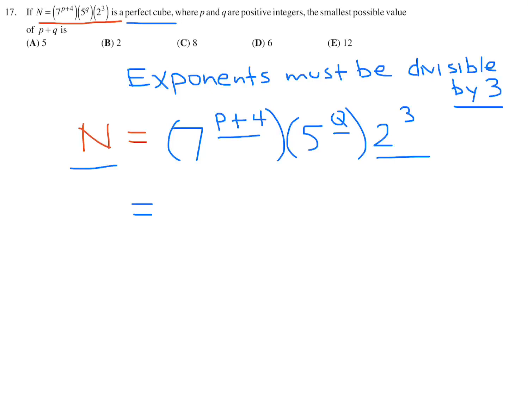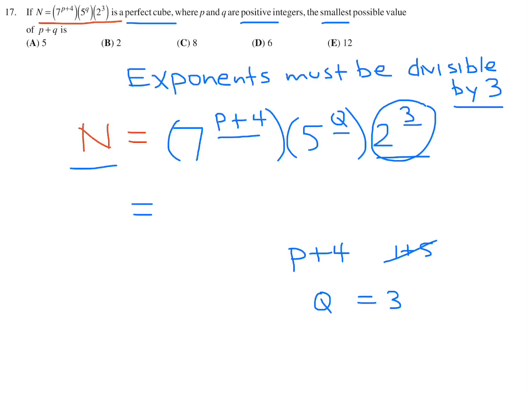So a perfect example is right there. 2 to the power of 3. Is the exponent divisible by 3? Yes, it is. So therefore, p plus 4 must be divisible by 3, and q must be divisible by 3. And they're looking for the smallest possible values. So the smallest possible value of q to make it divisible by 3 is just 3. And then for p plus 4, p has to be a positive integer. So if it's 1, then 1 plus 4 becomes 5. That is not divisible by 3.